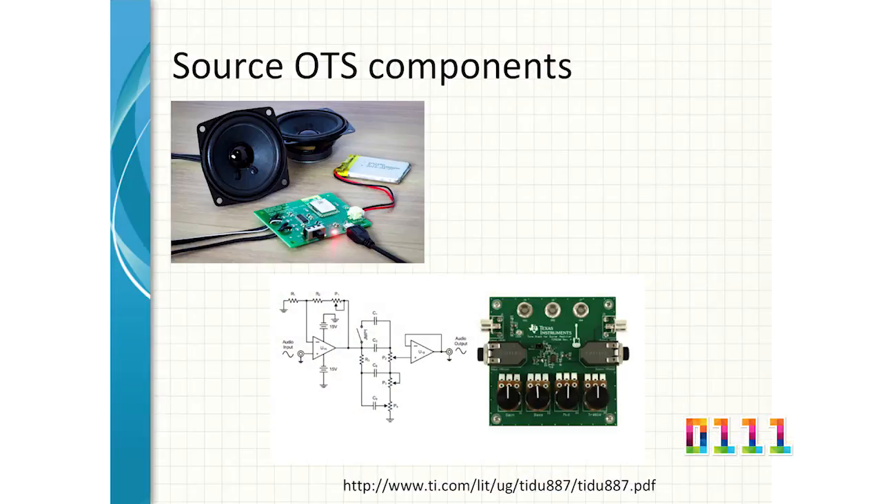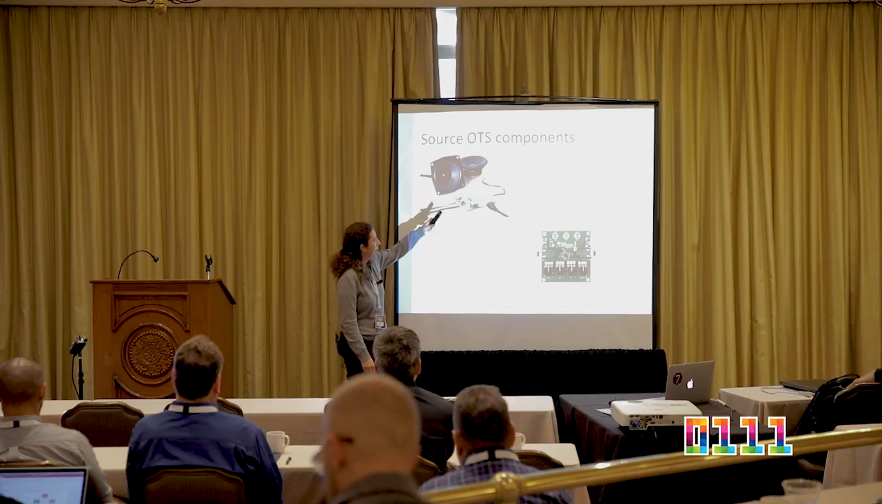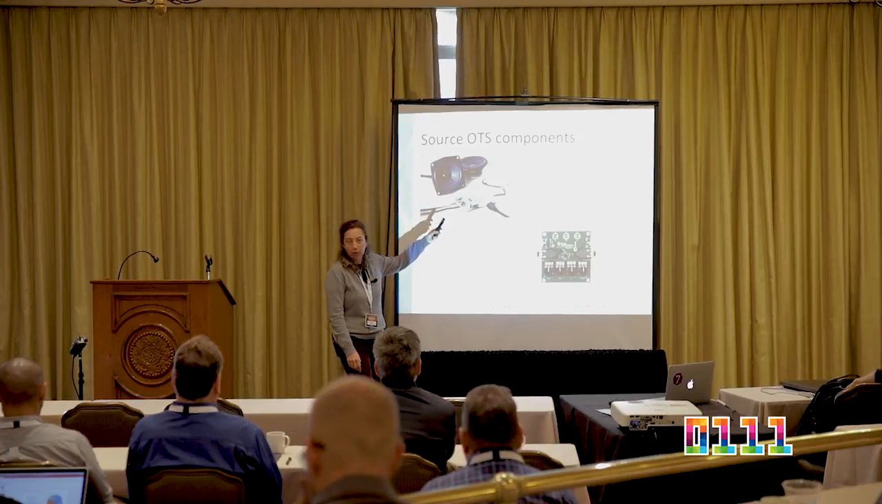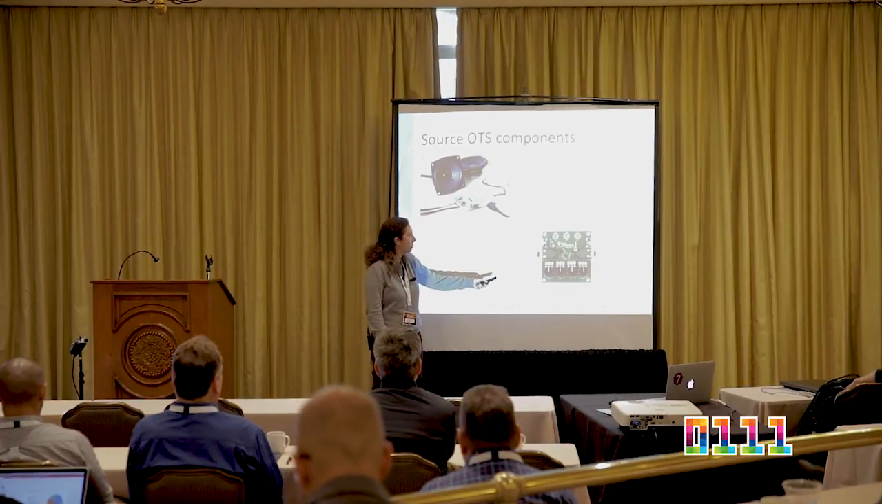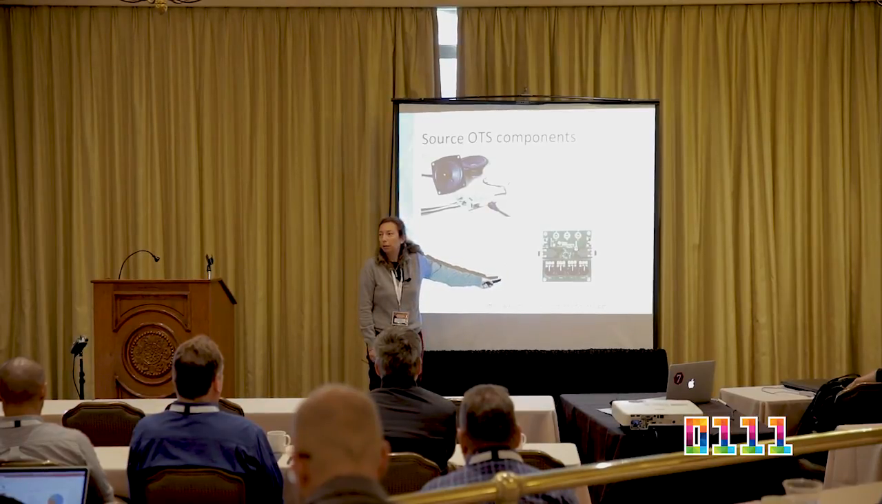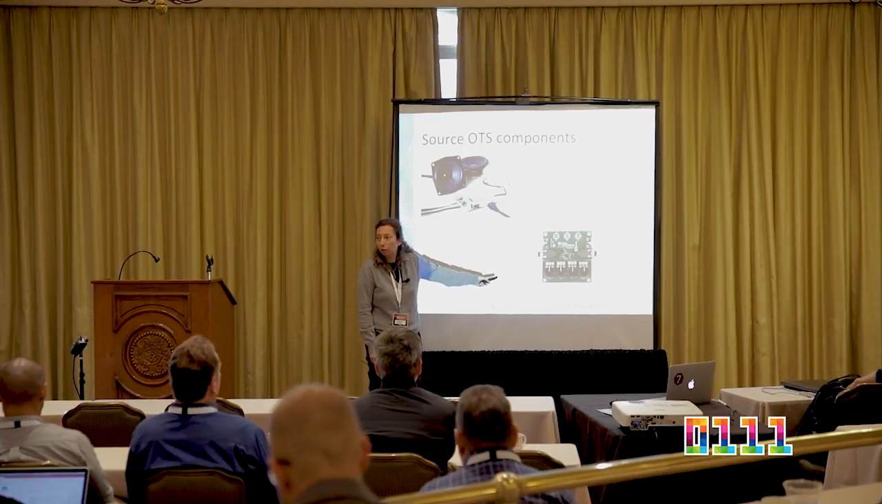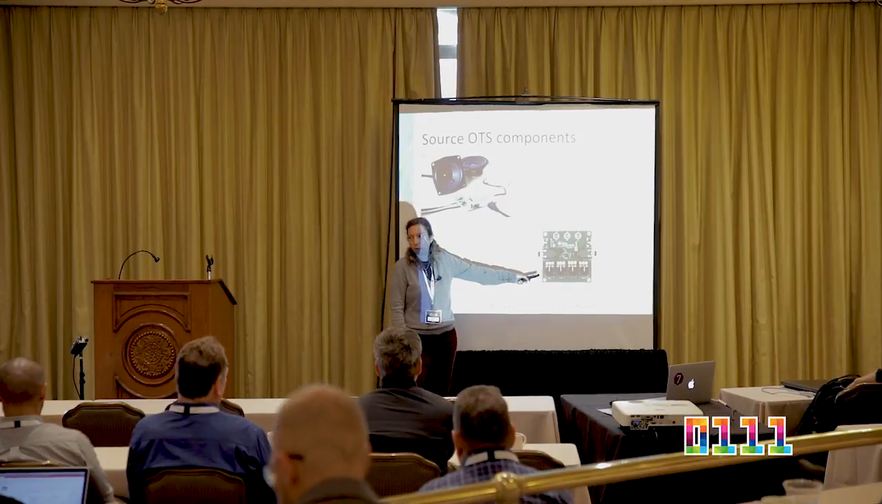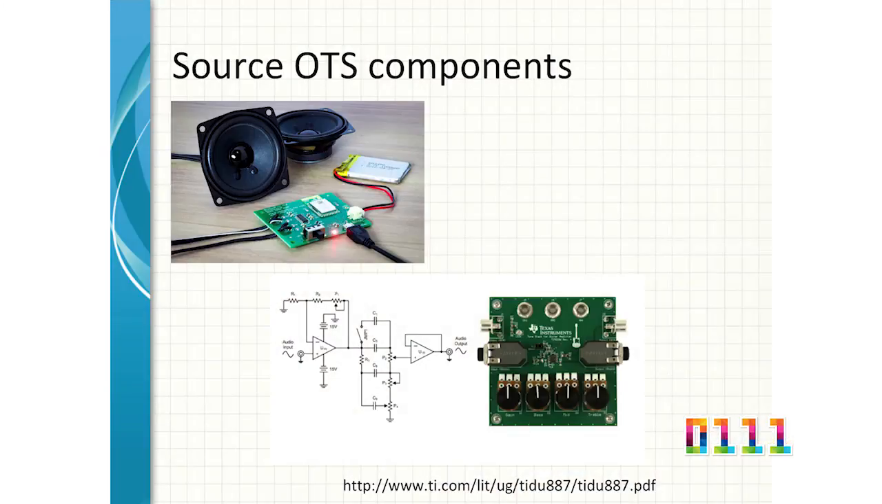We talked about sourcing off-the-shelf components. This is an amplifier that's kind of put together. This is actually a TI example product where you can buy their board off the shelf. If you happen to be building an amplifier, then you could buy it off the shelf and use theirs, and then customize what you need for your product in order to meet your critical requirements.